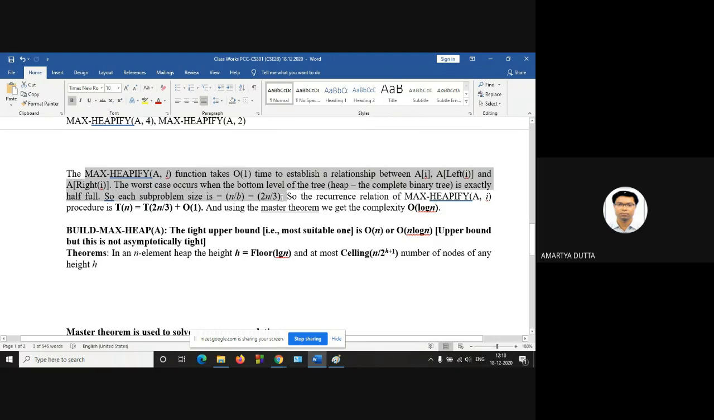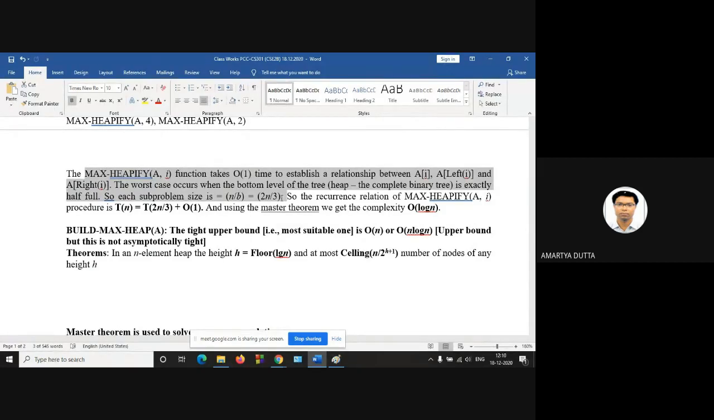Out of 3 nodes, parent, left, right, for the worst case, the leaf level is half full. Half full means out of 2, this will be 1. Out of left and right, only the left child is present, as this is a complete binary tree. We have to complete the tree from left to right. So the left one will be there. That's why out of total 3 nodes, there will be total 2 nodes.